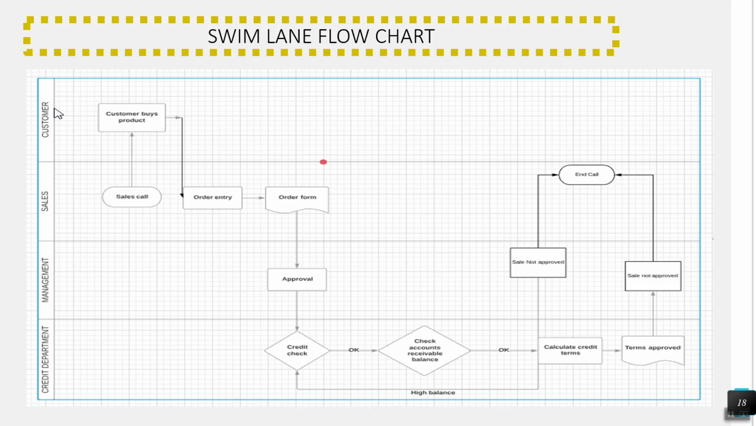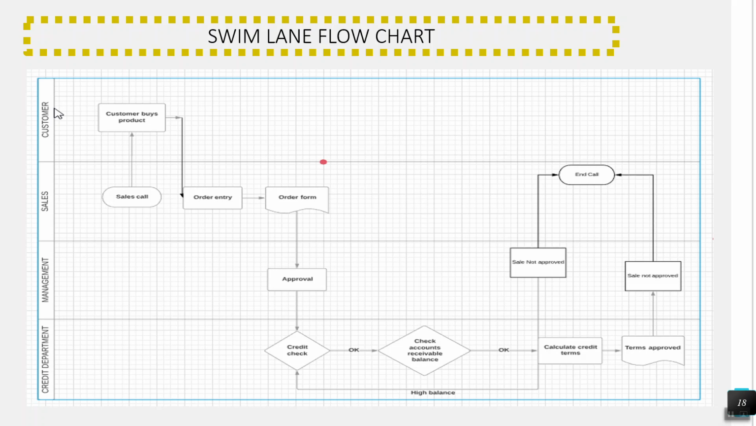The swim lane flowchart. Swim lane flowcharts are used in almost all places, at times at the cost of other types of flowcharts. Swim lane flowcharts can have a lot of visual clutter, however, they're helpful in indicating the departments where problems are. Let's understand with an example.